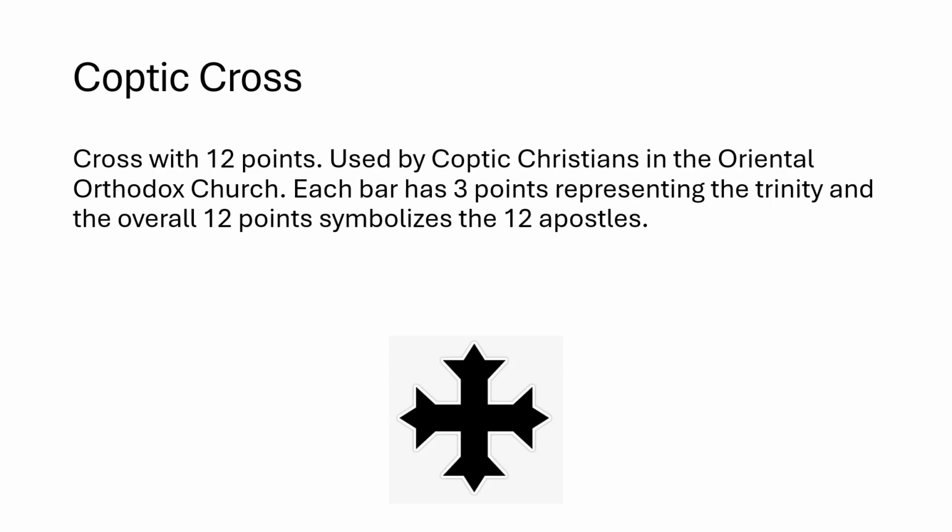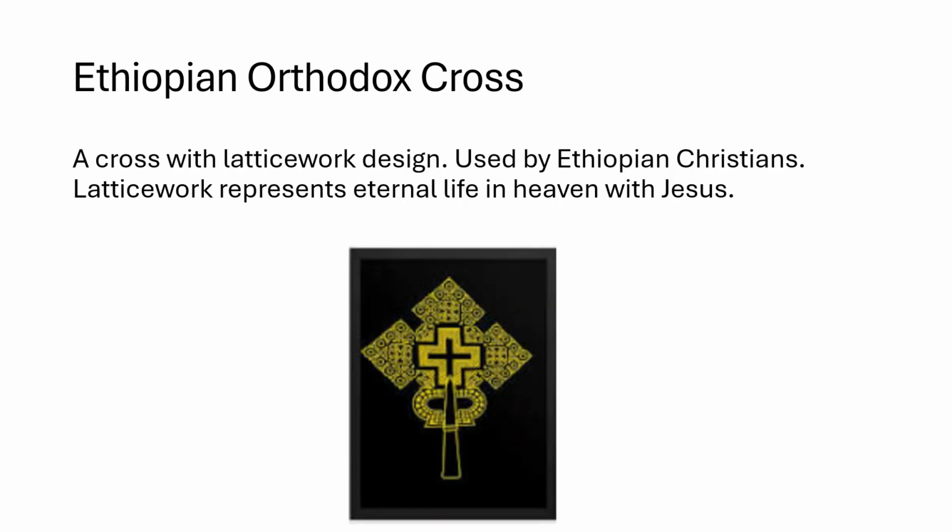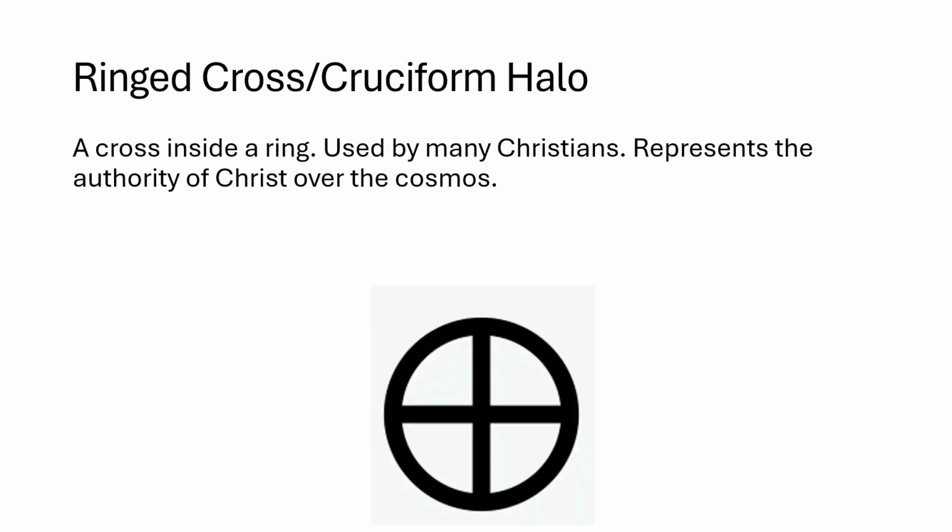Coptic cross. A cross with 12 points. Used by Coptic Christians in the Oriental Orthodox Church. Each bar has 3 points representing the Trinity, and the overall 12 points symbolize the 12 apostles. Ethiopian Orthodox cross. A cross with a latticework design. Used by Ethiopian Christians. The latticework represents eternal life in heaven with Jesus.